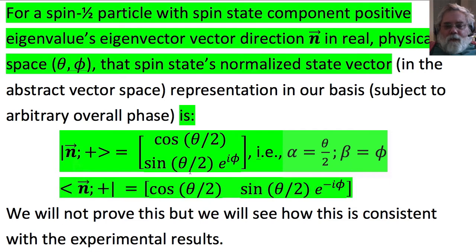So now we have a ket for a direction in space whose components depend only on the direction in space, the angles theta and phi. We can go from ket form to bra form. We end up with the row vector, cosine theta over 2, sine theta over 2, e to the minus i phi. We're not going to prove that this is the correct representation of a state in space.